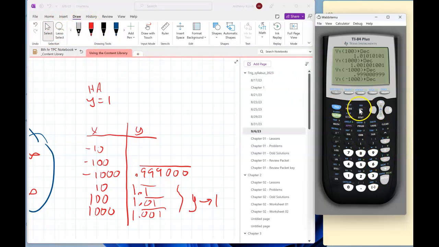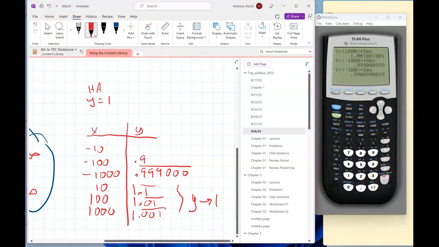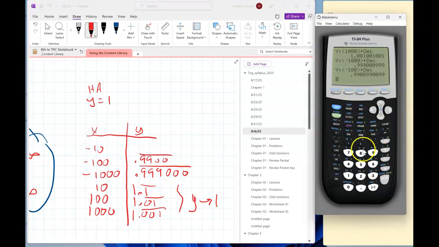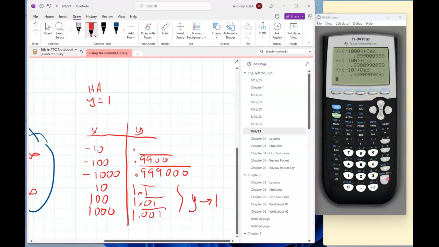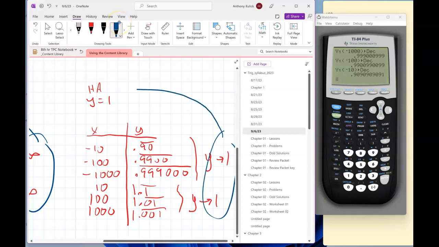And then we'll recall that and get rid of the 0. And here I have 0.99. And then recall that and get rid of a 0. And that gives me 0.9. And again here, we're getting closer and closer to 1. And since these are agreeing to the same value, that's the horizontal asymptote part.